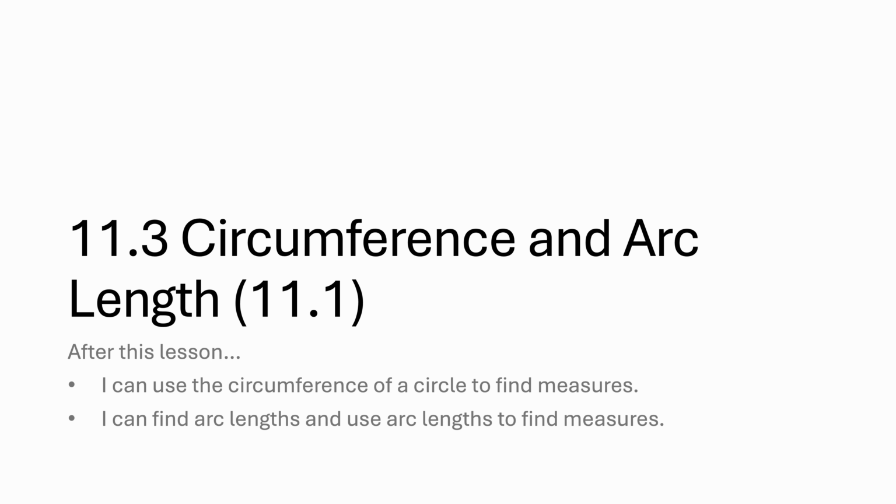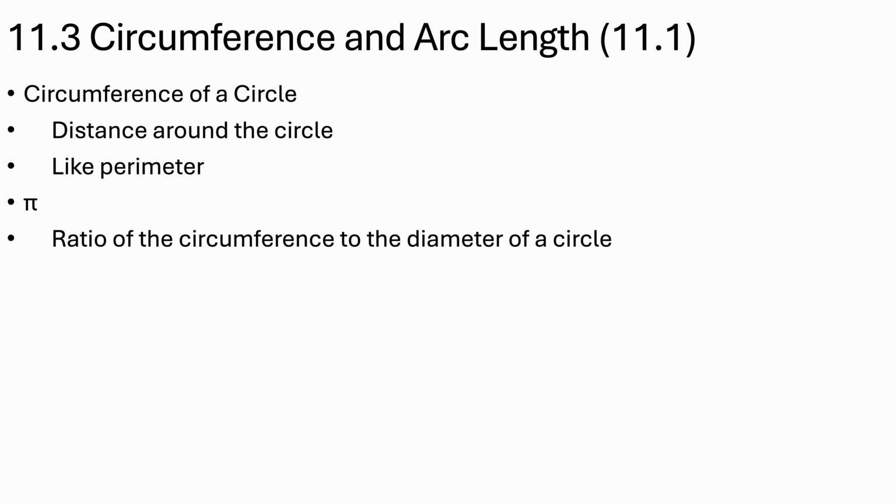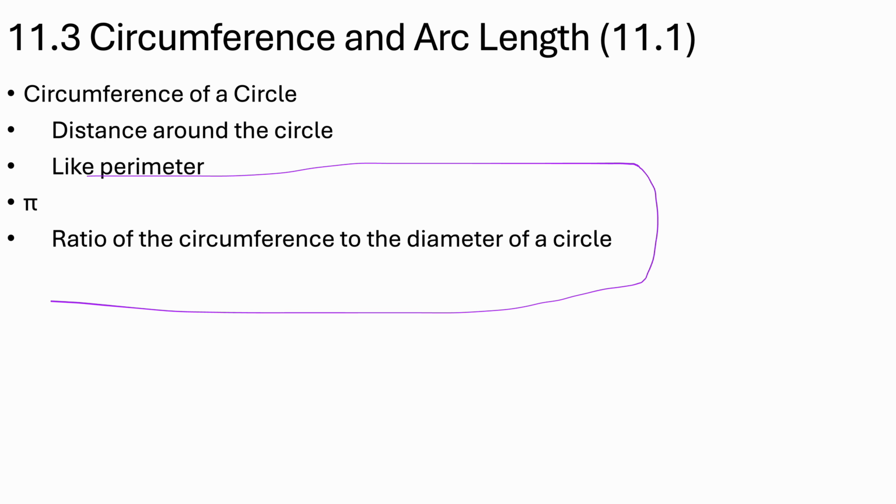Circumference and arc length. Circumference of the circle. Circumference is just like perimeter, like edges, how much the edges cover. So what is pi? Pi is the ratio of circumference to the diameter. Whenever you have any circle, if you take its circumference and divide by diameter, you will get pi.